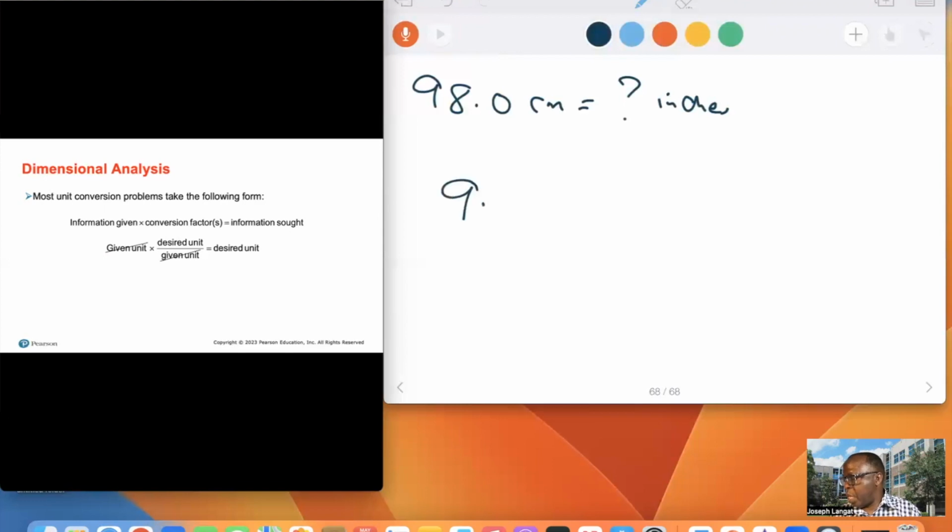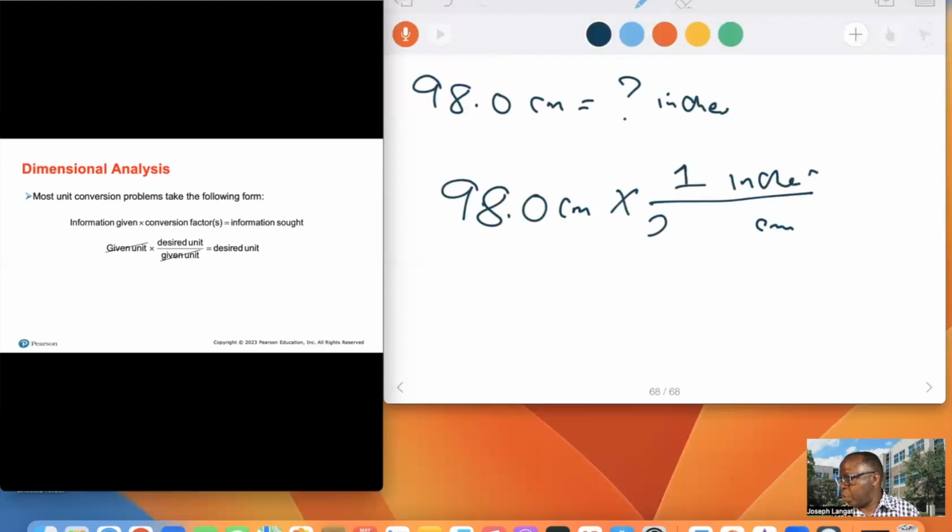So the given here is 98.0 centimeters times, I want to get rid of centimeters. I am looking for inches right here. So it's going to be 1 inch over 2.54 centimeters, so that you cancel out the units. That's what is represented here.